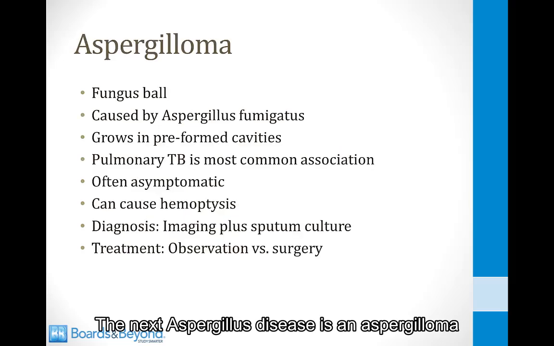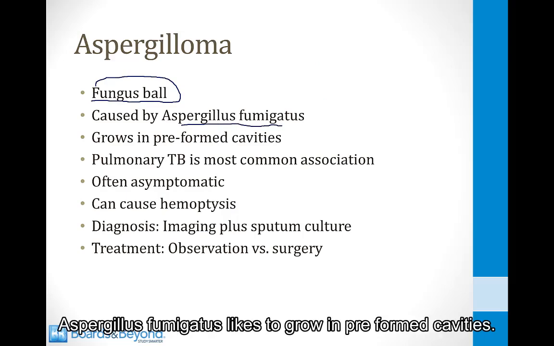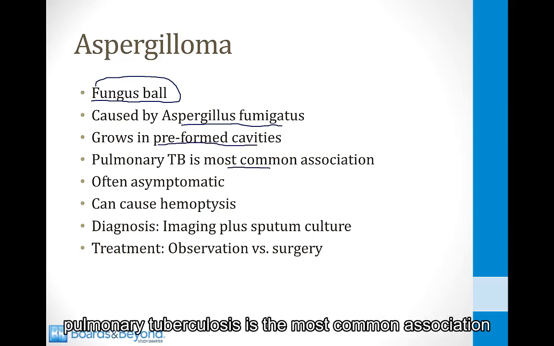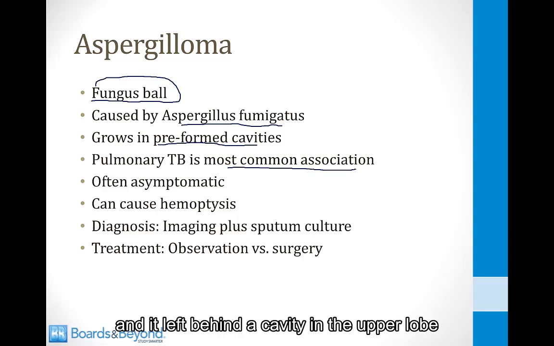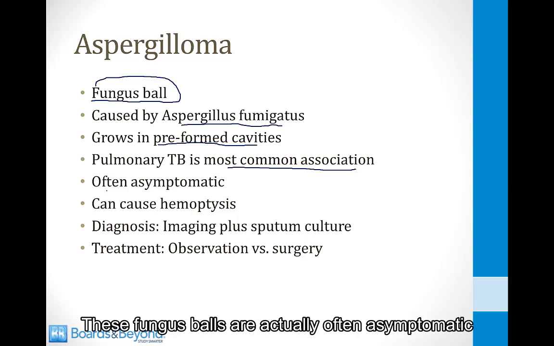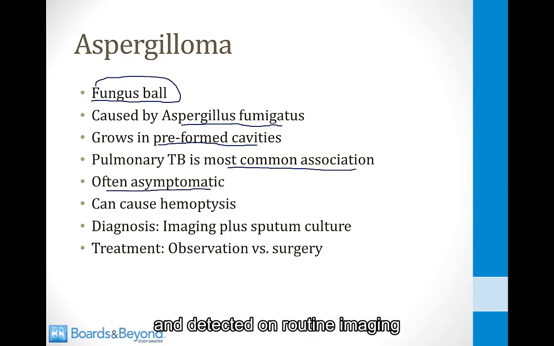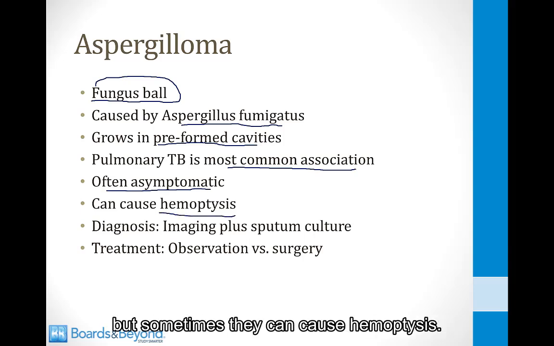The next aspergillus disease is an aspergilloma, which is a fungus ball caused by Aspergillus fumigatus. Aspergillus fumigatus likes to grow in preformed cavities. Pulmonary tuberculosis is the most common association, so often this is someone who previously had tuberculosis and had left behind a cavity in the upper lobe, and the aspergillus gets inside and begins to grow. These fungus balls are actually often asymptomatic and detected on routine imaging or imaging of the chest done for another reason, but sometimes they can cause hemoptysis.